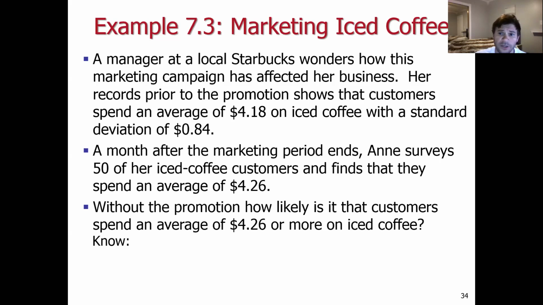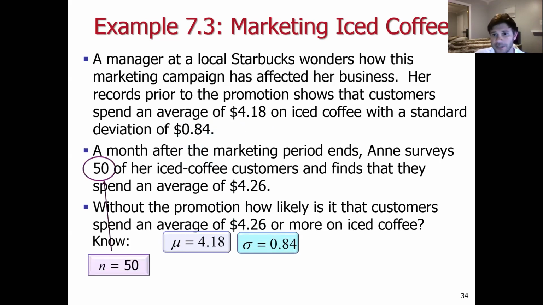Okay, and again, we know several parameters here. We're going to assume that the population distribution is centered at $4.18. That's the population of sales prior to running the promotion. The standard deviation was 84 cents. Okay, and we're going to go ahead here and look at our sample details. We had 50 folks in the sample that we had randomly sampled. And the sample mean of those 50 folks was $4.26 spent.